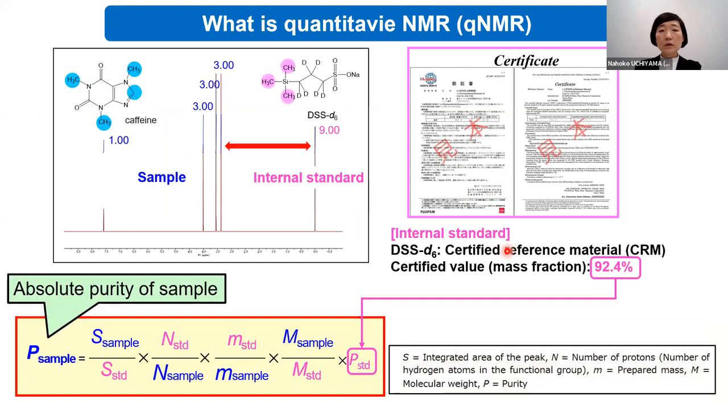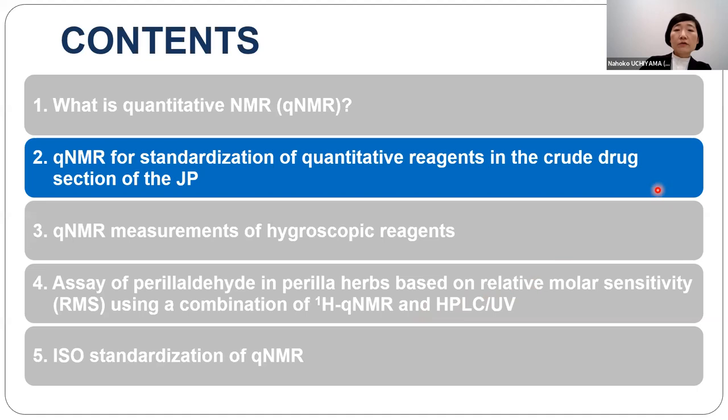Also, if the internal standard is certified reference material, the absolute purity of the sample will be determined by using this equation, because the purity of the internal standard is already known. Next, I would like to speak about QNMR for the standardization of quantitative reagent in the crude drug section of the JP.